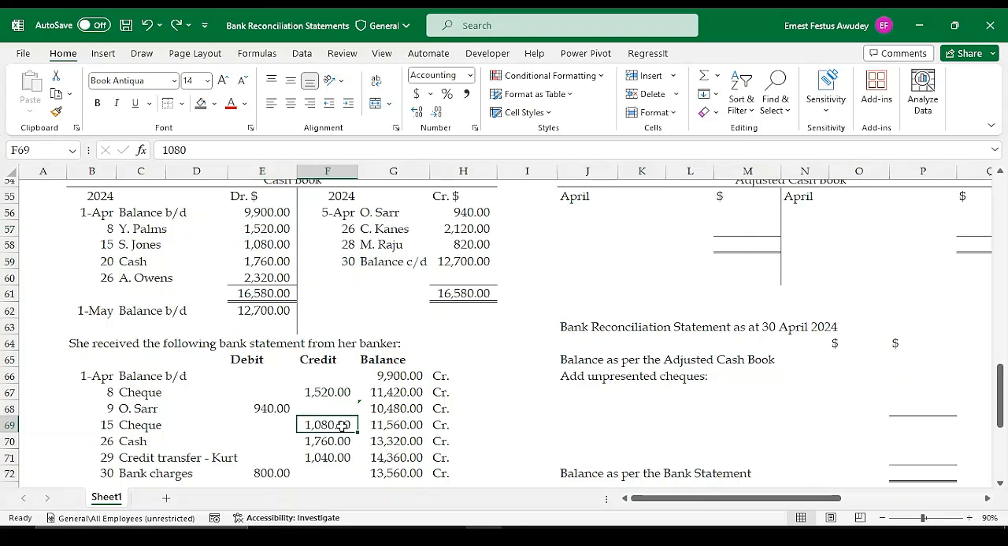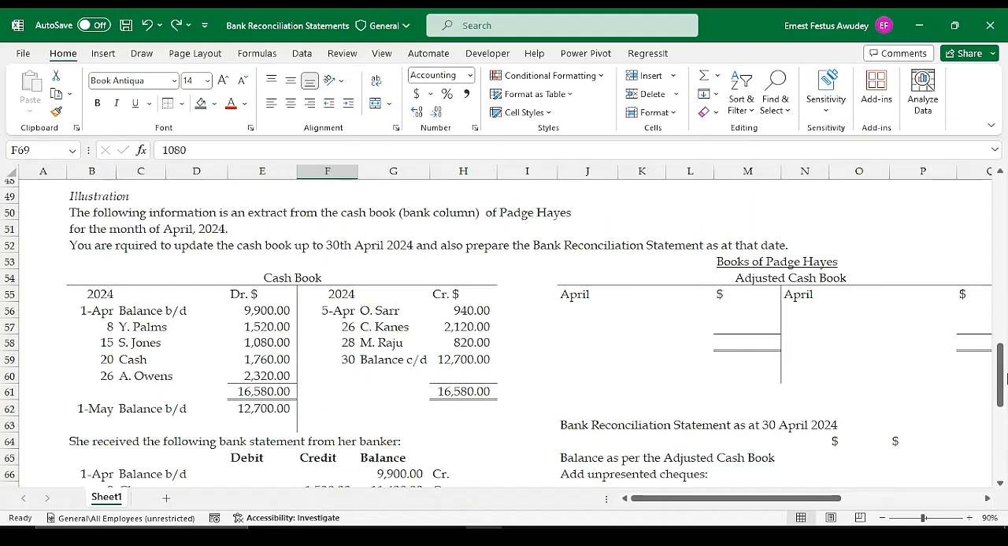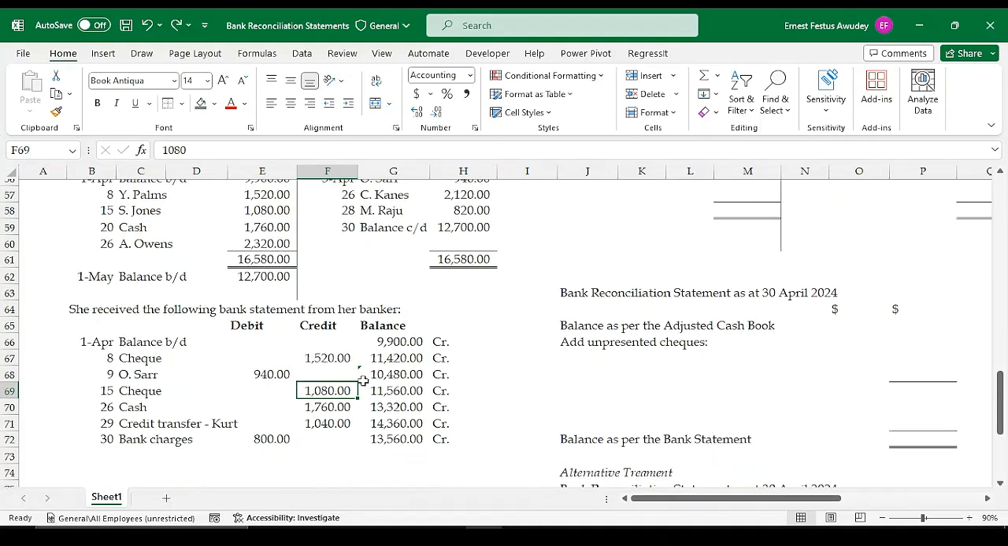All right, let's move on to the second item here. So we are comparing the credit side of the bank statement with the debit side of the cash book. The second one is 1080. We can see 1080 here, and it's a check we have received from S. Jones. These people might be customers to the business, customers to Patch Hayes. They are checks we are receiving from them in settlement of their debts. So we have 1080 there, you have 1080 here. We have $1760 cash received.